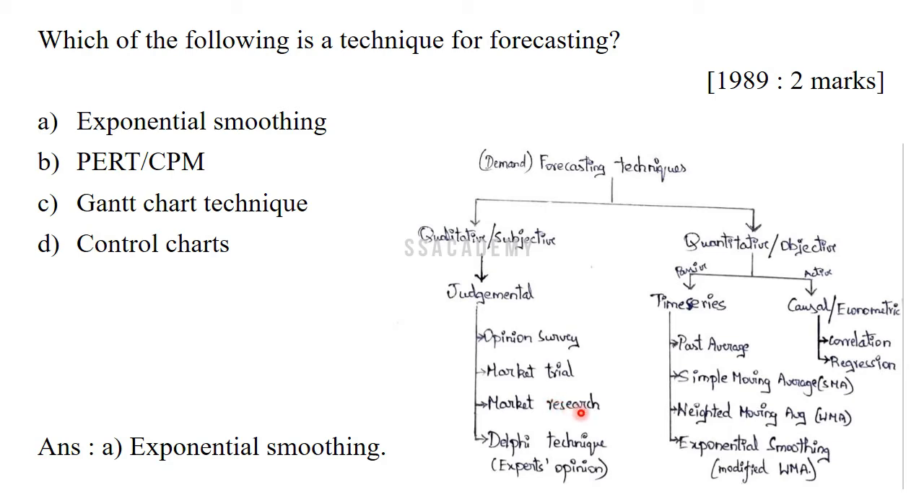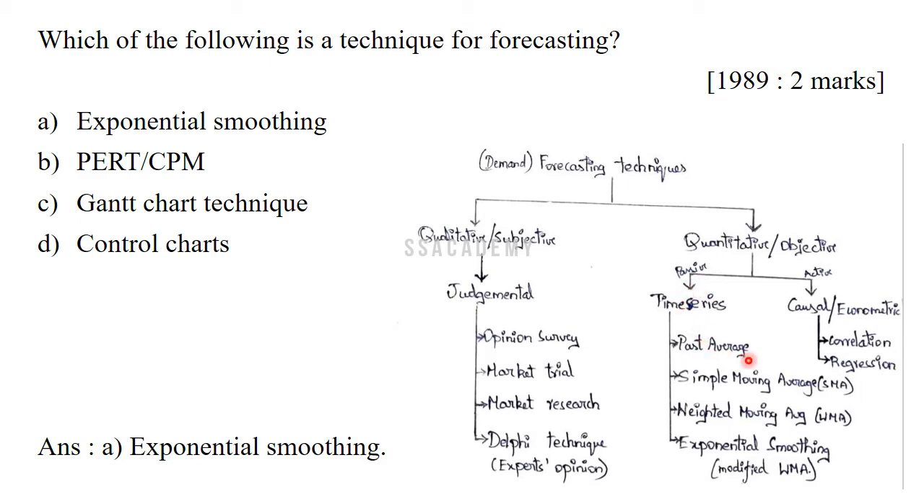In market research, we research through certain experts. In the Delphi technique, we have a group of experts who are given a questionnaire, and with the help of those questionnaires they develop the forecast. In the quantitative or objective category, we have 2 types: time series and causal or econometric forecasting techniques. Time series is regarded as a passive or static forecasting technique. This is because it does not include any changes in the future, so it is passive.